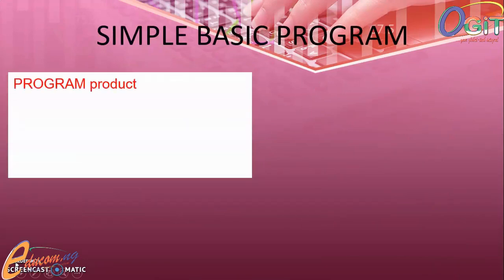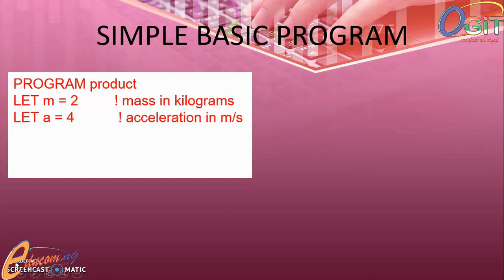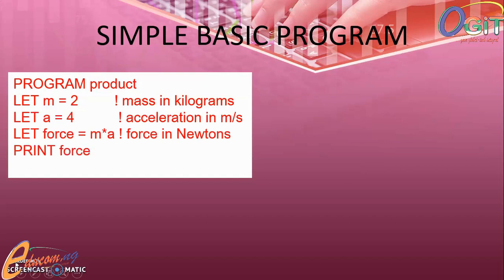This is an example of a simple BASIC program. The name of our program is product. Let m equal 2, that is our mass. Our a is 4, which is acceleration. Now we want to calculate the force, which is mass times acceleration, and print it.